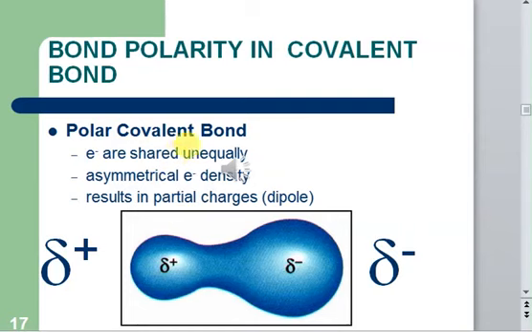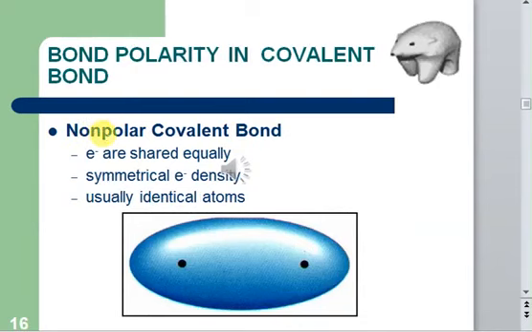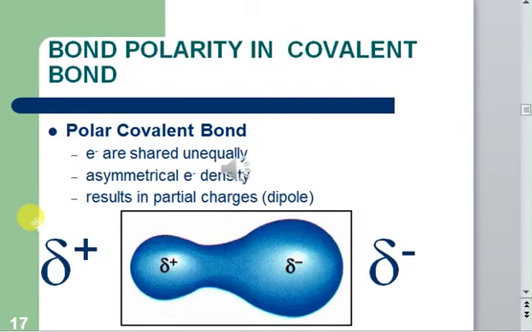Now we are talking about a polar covalent bond. In case of nonpolar covalent bond, we saw that electronic density is shared equally. But in case there is polarity in a covalent bond, then electrons are shared unequally. Still they are sharing, but the difference is that the electrons are shared unequally. So the electronic density is asymmetrical. Asymmetrical means it's not symmetrical.